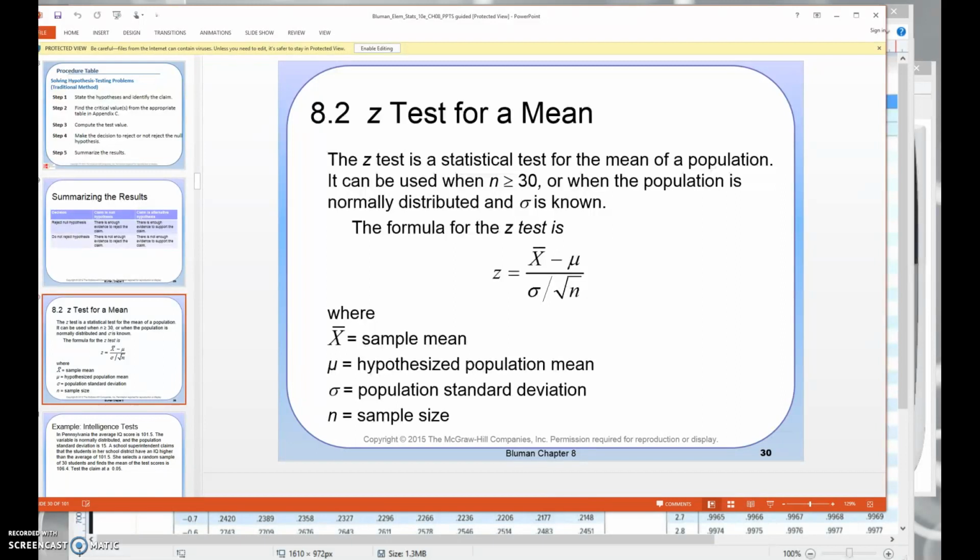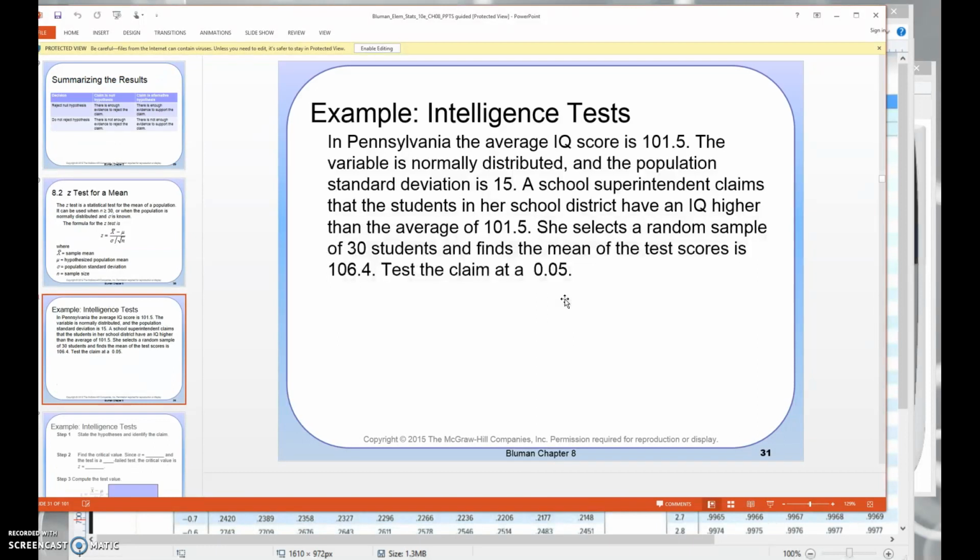population standard deviation. All right, so this formula for the Z-test should look familiar to you because it's just a matter of taking your sample mean minus that hypothesized population mean divided by your population standard deviation, and then that needs to be divided by the square root of your sample size. Okay, now when we're working through these problems, we've got those 5 steps we have to follow.